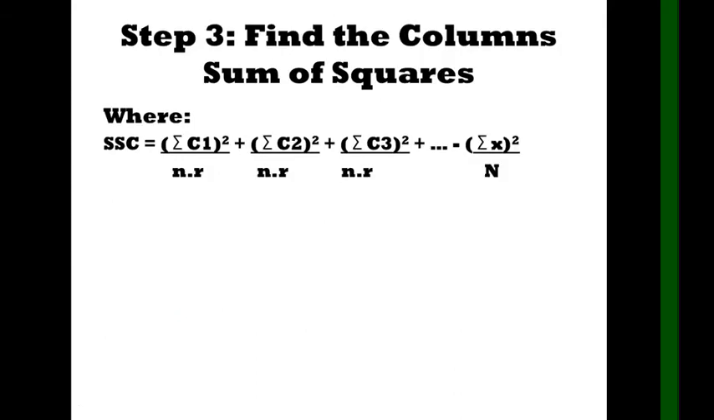For the column sum of squares, what you're going to do is follow this formula. SSC is equal to summation of C1 squared over n times r. We have this data, right? The n is the number of respondents per experiment, and r is the number of rows. In our given a while ago, we have 2 rows, and n is equal to 5, so that's equal to 10. Summation of C2 squared over n times r, and so on, depending on the number of C, minus summation of x squared over the capital N, which is 30.